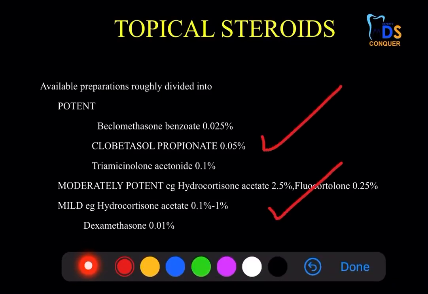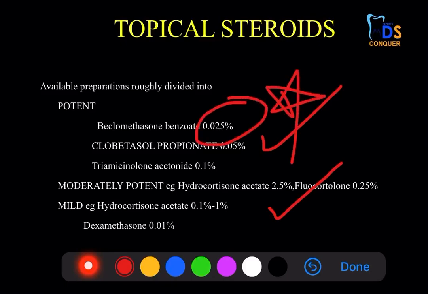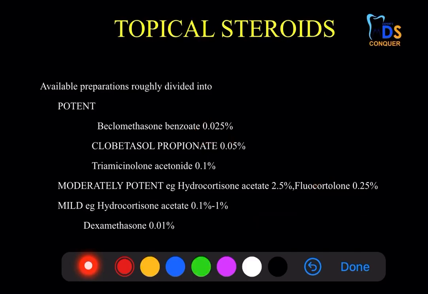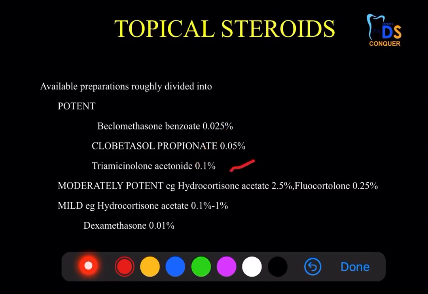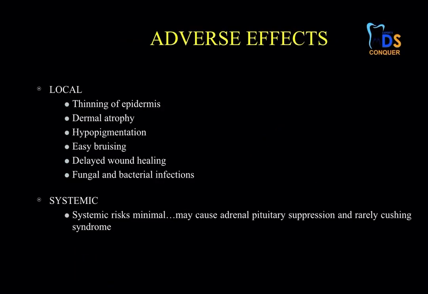So if it is asked in oral medicine, do mention these steroids along with the dosages. The dosages are very important for oral medicine students. Okay, so you have to write these specific dosages, especially for the triamcinolone and the clobetasol. These two are very important, so do note. So 0.1% for the triamcinolone and 0.05% for clobetasol propionate. Okay, and again adverse effects for the topical steroids you need to write.